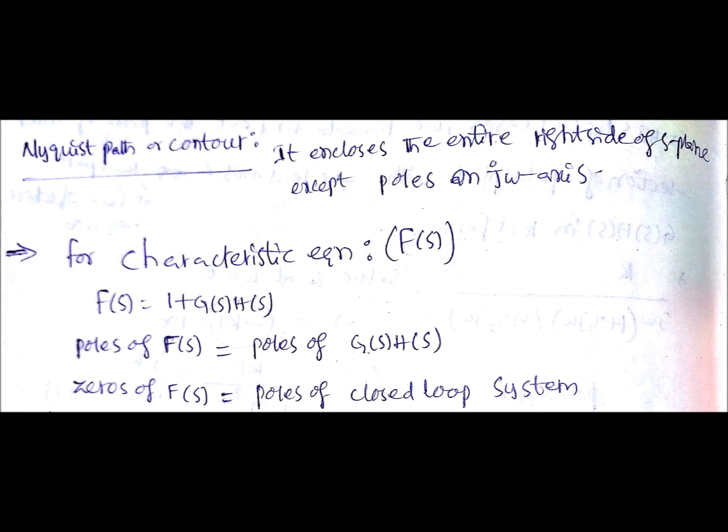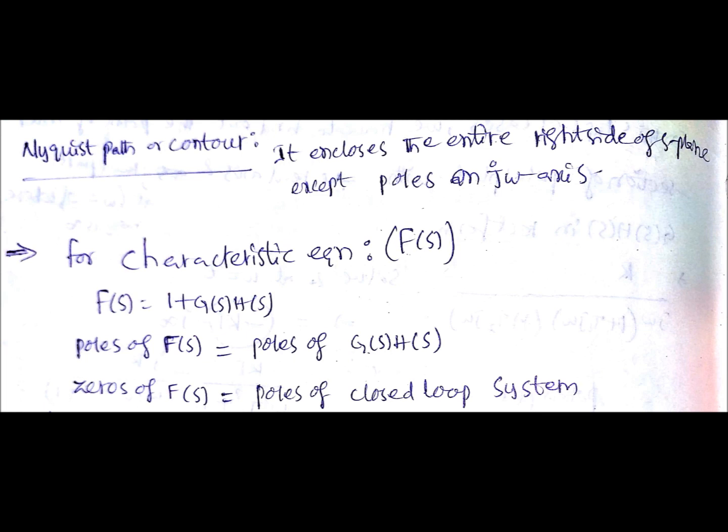The other basic point before proceeding to drawing the Nyquist plot and the stability criteria is the characteristic equation. What is the characteristic equation? We all know that it is the denominator of the closed loop transfer function, in general 1 plus G(s)H(s). The poles of F(s), that is the characteristic equation, are nothing but the poles of G(s)H(s). Are you getting or not?